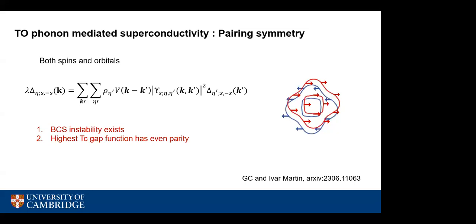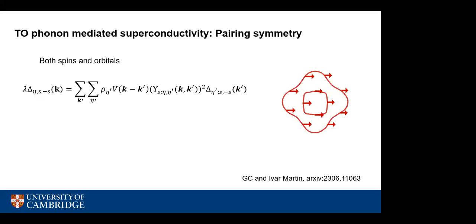It can have zeros. So there is a possibility that you can construct a gap function that has even parity, but not necessarily S wave. So you can construct D wave, but I couldn't really come up with a simple model that could give me D wave as more than S wave. So that was when I was talking about the opposite spin channel.